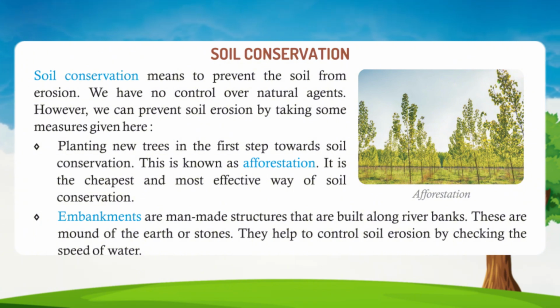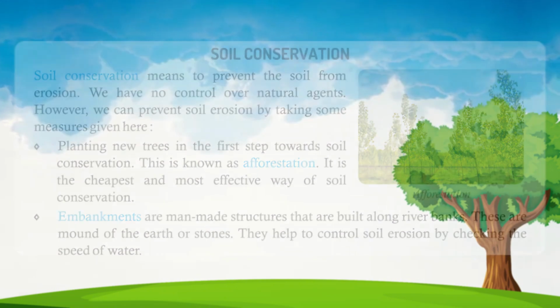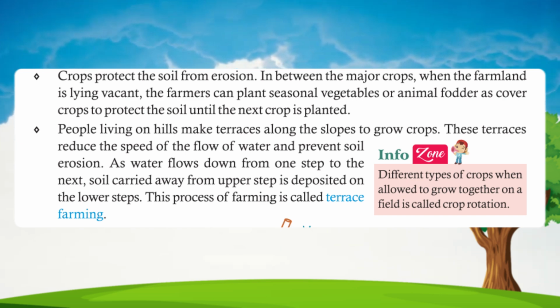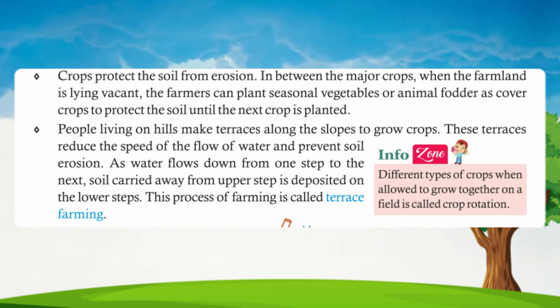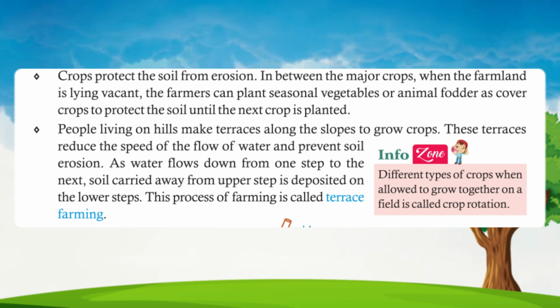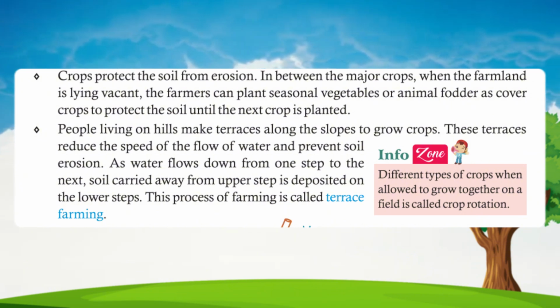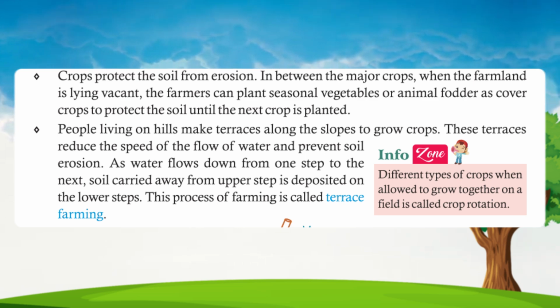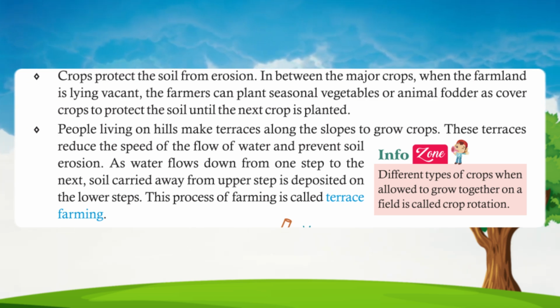Embankments are man-made structures that are built along river banks. These are mounds of the earth or stones. They help to control soil erosion by checking the speed of water. Crops protect the soil from erosion. In between the major crops, when the farmland is lying vacant, the farmers can plant seasonal vegetables or animal fodder as cover crops to protect the soil until the next crop is planted.